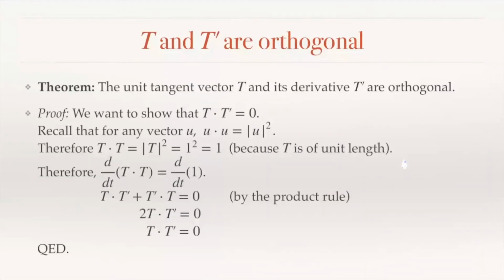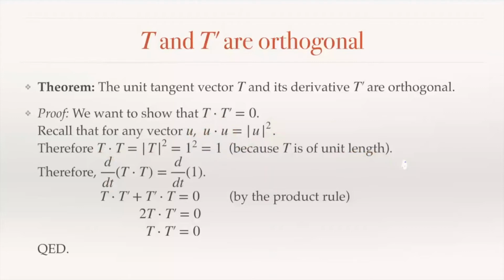Now, here's an important thing that we'll be using. The unit tangent vector T and its derivative T prime are orthogonal. We'll call T prime, after normalizing it, the normal vector to the curve. For now, though, let's just show this. So we want to show that T dot T prime is 0. That's the meaning of orthogonality, recall. And recall that for any vector u, u dot u means the magnitude of u squared, just expanding this out algebraically. And thus T dot T, well, remember that T is of unit length. That means that it is a unit vector. So its magnitude squared is 1 squared, which is 1.